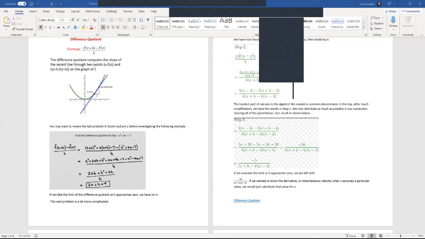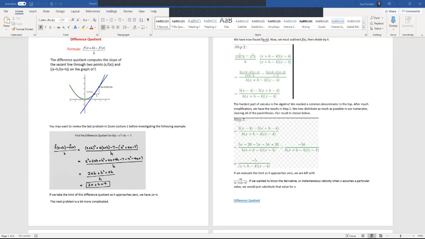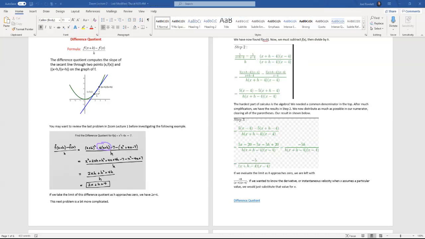So at this point, we have simplified x plus h to the power of 2, and then they just distributed the 4 across this x plus h, and that gave them 4x plus 4h here. Then they brought down to subtract 7, and then they just distributed this -1 across this parentheses, giving us minus x squared minus 4x plus 7. Remember, a negative times negative is a positive.